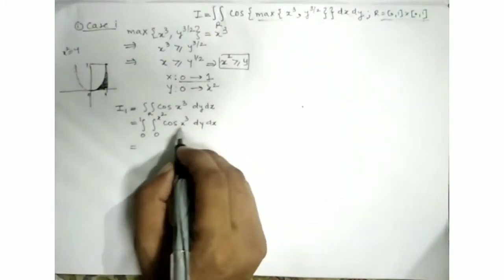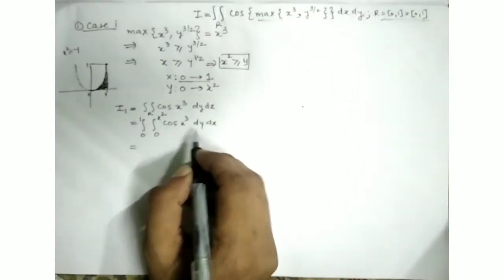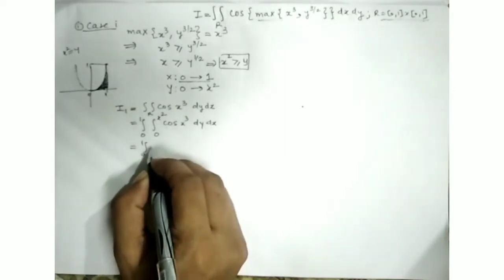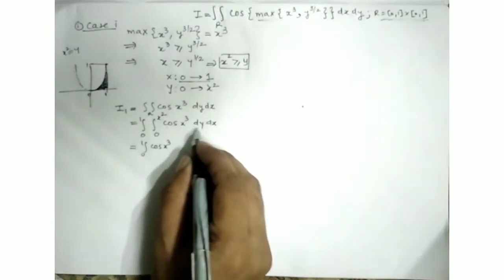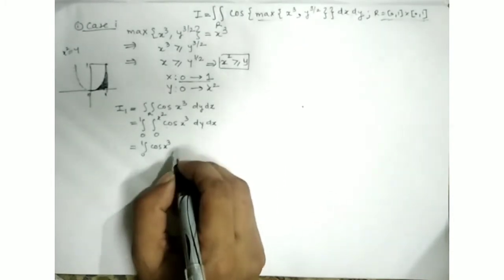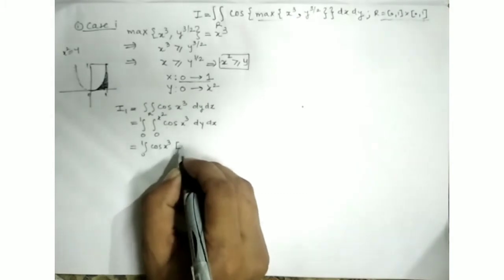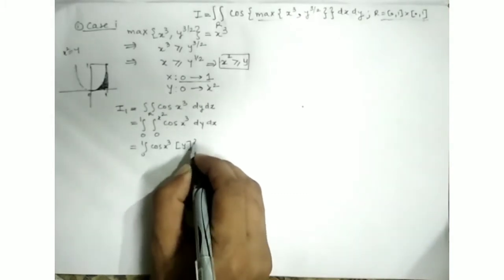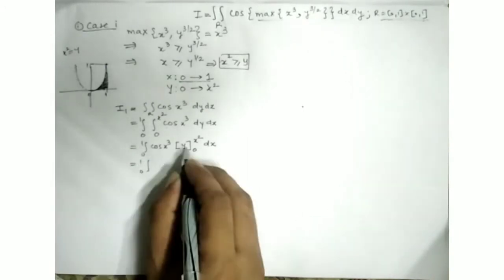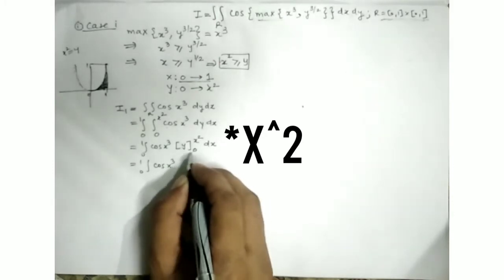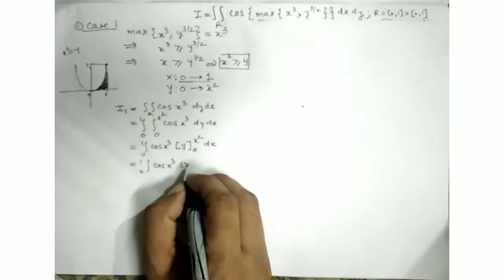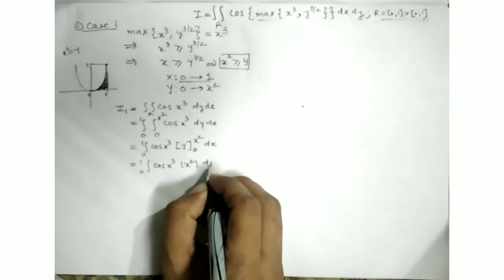Now, cos x cube is constant with respect to dy, so cos x cube will go outside. Inside we will have 1, and the integral of 1 with respect to y, with lower limit 0 and upper limit x square, and this is dx. If I substitute the upper limit and lower limit, I will get x square minus 0, so it will be x square. So we got this integral.